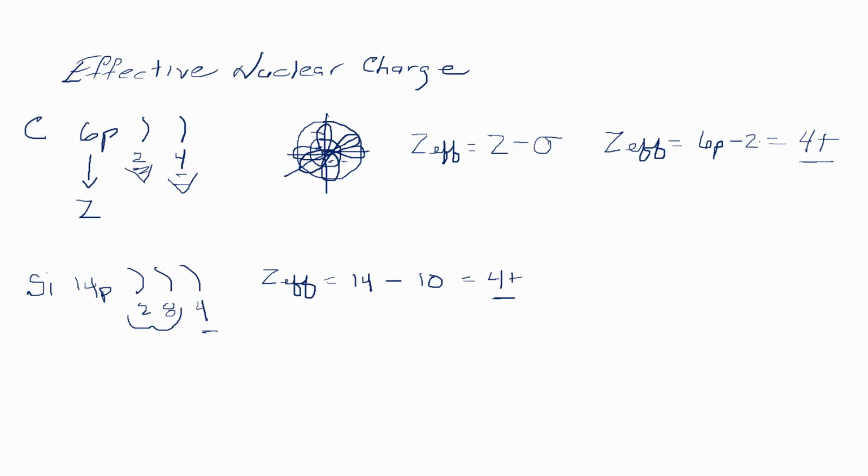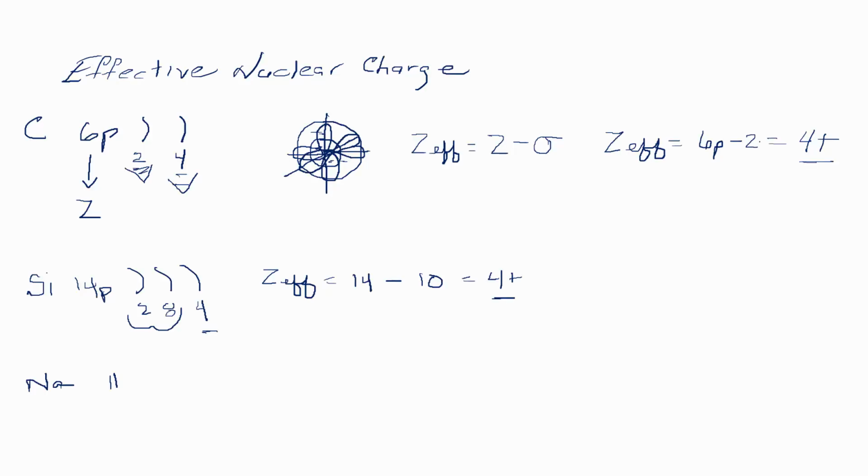All right, so let's look at a couple other elements. Let's look at sodium. So sodium is in period 3. It has 11 protons. Still, it has 3 shells because it's in the third period on the periodic table: 2 in the first shell, 8 in the second, and 1 in the third. All right, so Z effective is equal to 11 minus 10. So Z effective is 1 positive.